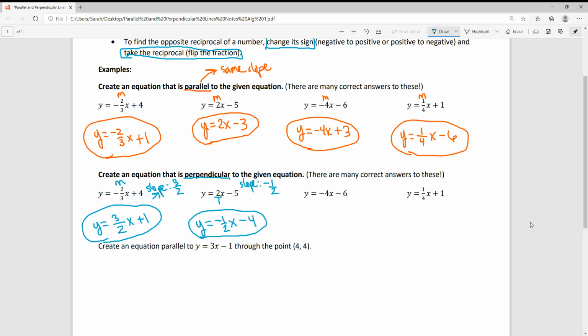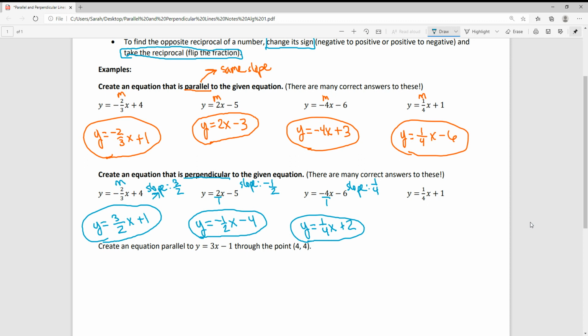Next up, the slope in this equation is negative 4. We can think of that as being negative 4 over 1. For the slope of my new equation, negative becomes positive. 4 over 1 becomes 1 over 4. So my new equation will be y equals 1 over 4x. And then any b number you want, let's do plus 2.